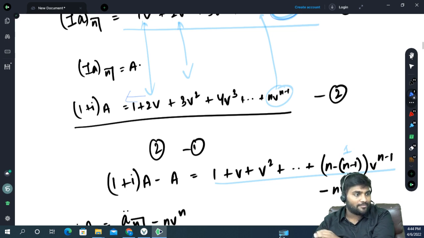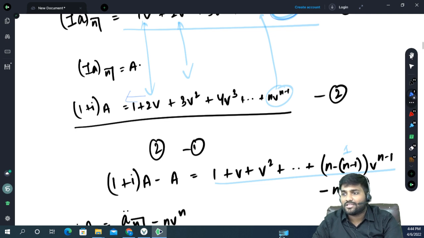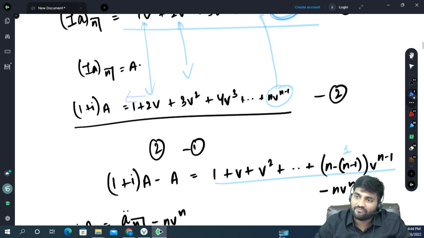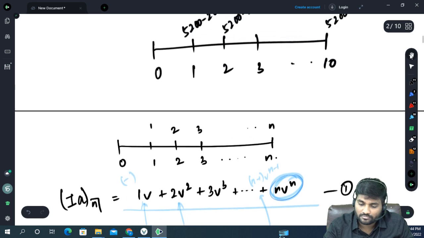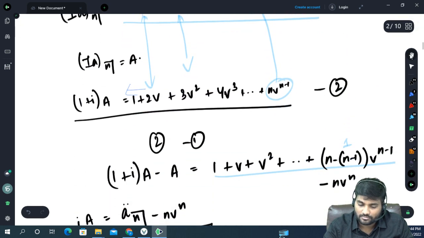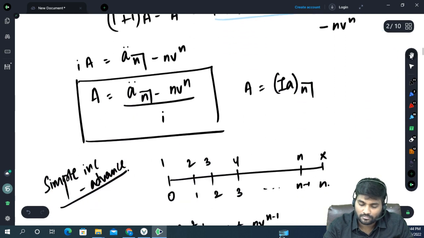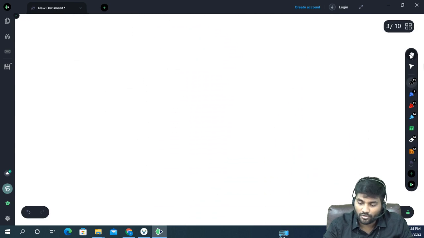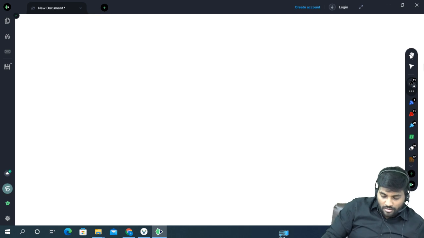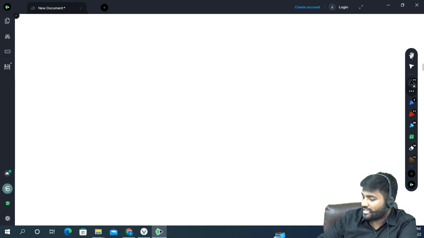Okay, so in the first case, in arrears, we have multiplied both the sides by 1 plus i, and in the advance case we have multiplied both the sides by v. Okay. Now, take out the assignment.